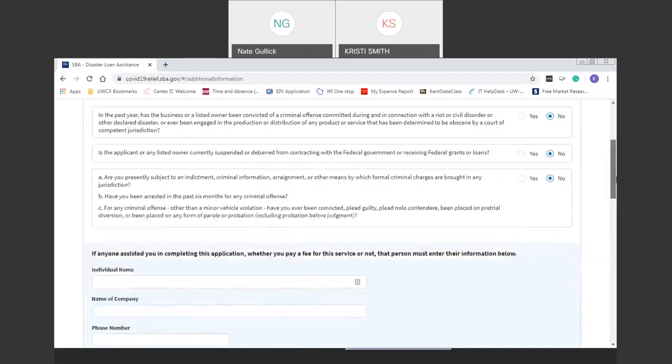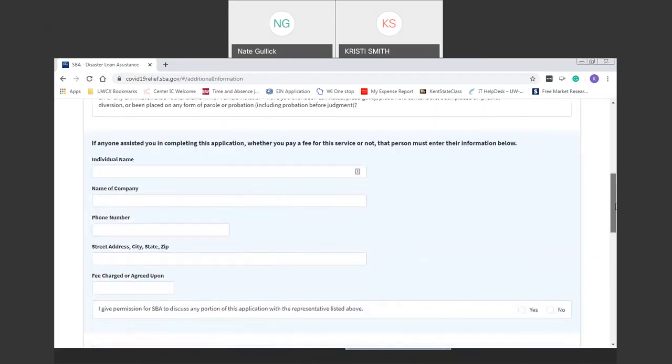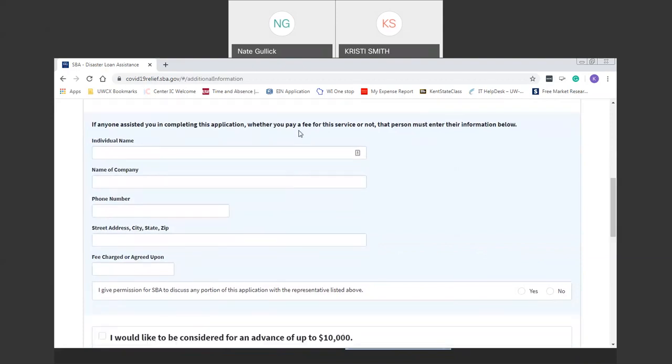Here, if anyone has assisted you in completing this application, you would put their information here. I'm recommending for the Small Business Development Centers that we go ahead and put our contact information in. I don't know if the SBA will reach out to us, but that gives us the opportunity to act on our clients' behalf and perhaps translate a little bit between our clients and what the SBA might need.